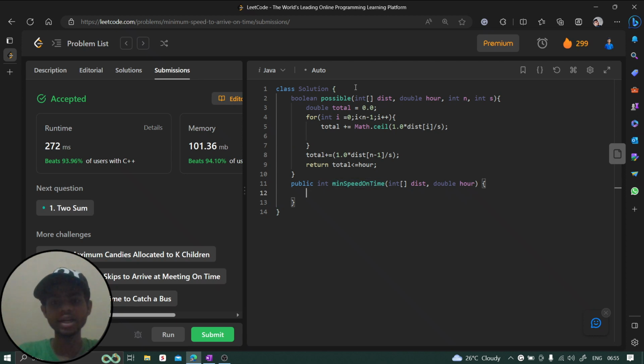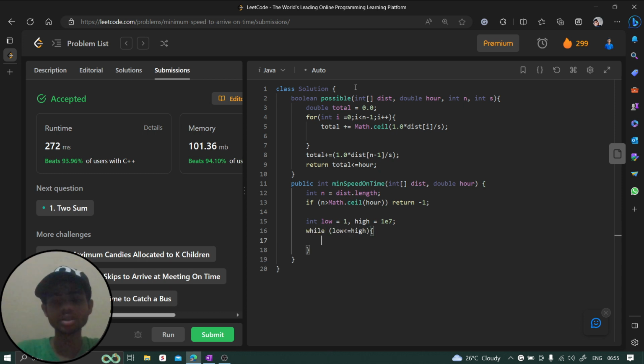Fine. And now in the main function, first of all we have to calculate the distance length. We have to check if n is greater than math.ceil of hour, so we have to return minus 1. It's not possible. Then we are going to say, fine. First of all, let's define a low. Int low is 0, not 0, 1. High is going to be nothing but 1e7, right? Fine. And here we're going to say while low is less than or equal to high.